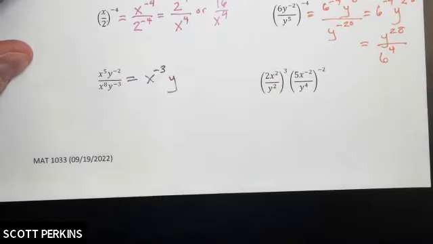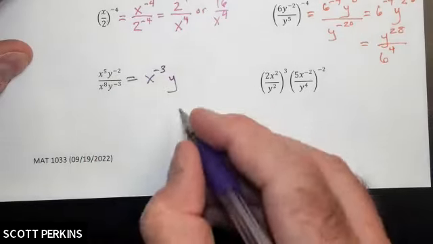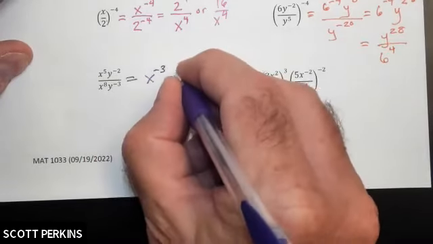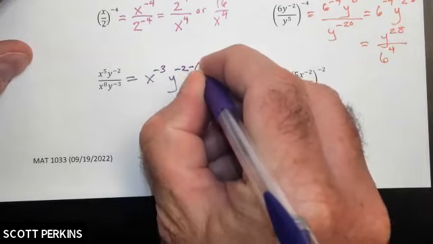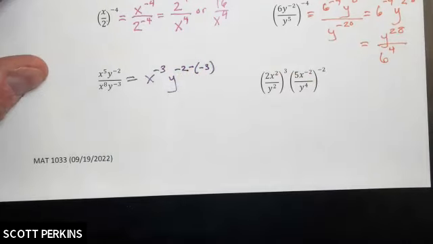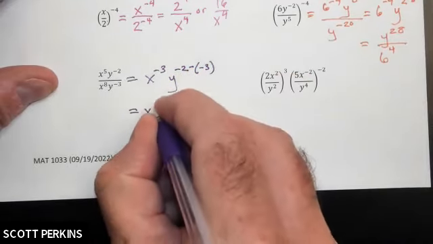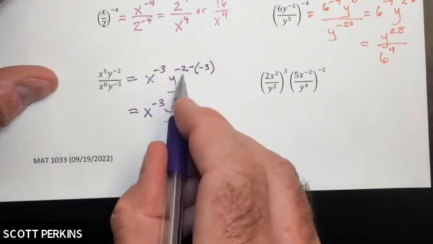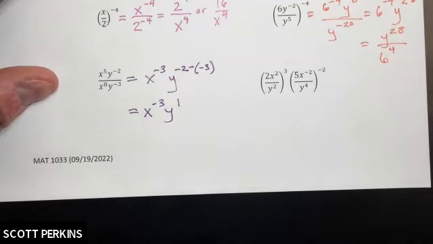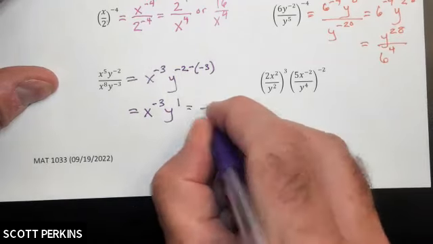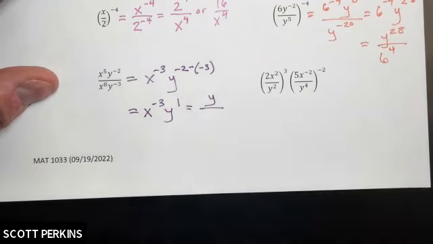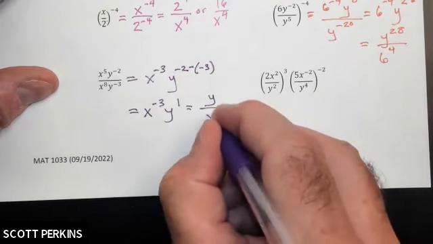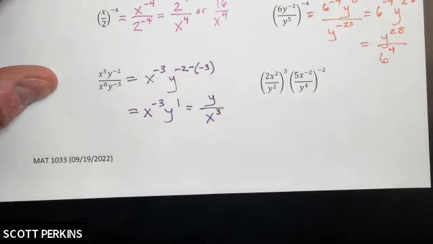And then I have y to the negative 2 minus negative 3. I'll write that one out because it involves negative exponents. So negative 2 minus negative 3. So when I have negative 2 minus negative 3, that's negative 2 plus 3, or 1. And that gives me this final result. The y is going to stay where it is. The x to the negative 3 goes to the bottom and becomes x to the third.